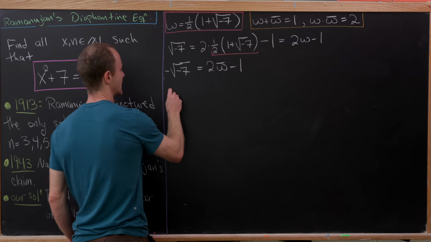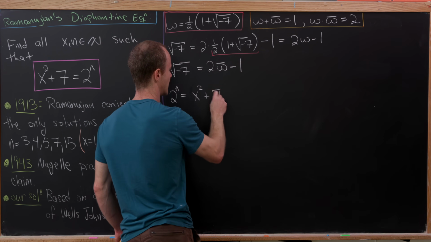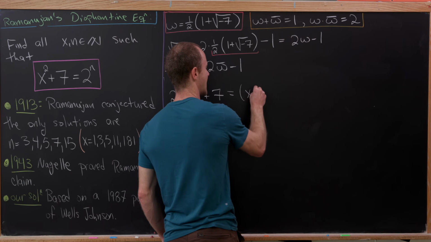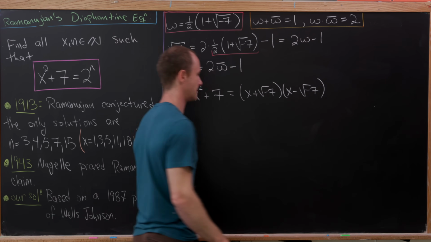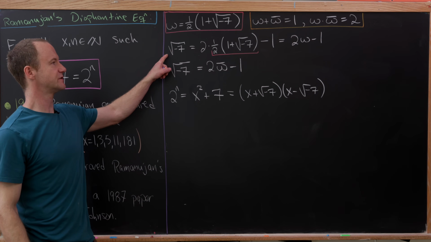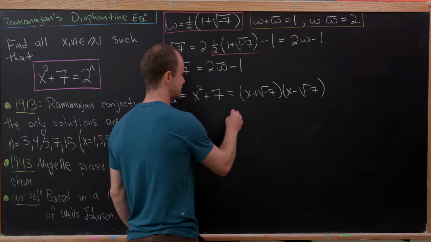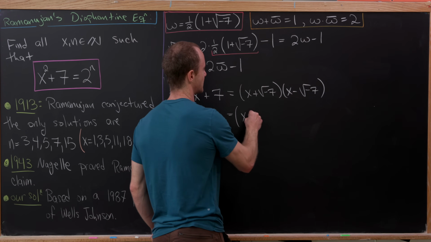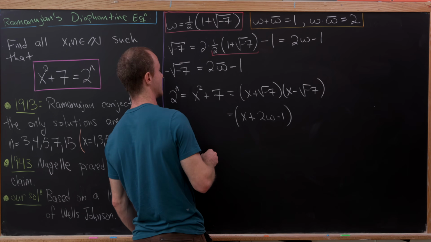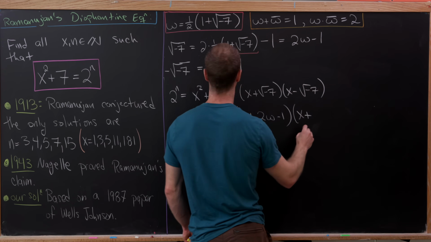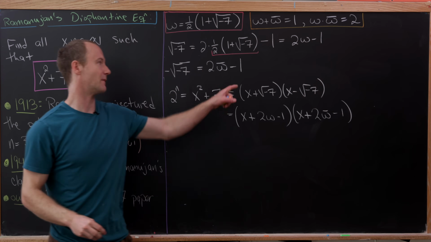So now notice that if we take our equation, 2 to the n equals x squared plus 7, we can factor it as x plus root negative 7 times x minus root negative 7. And then we can take those square roots of negative 7 and express them in terms of omega. So here we've got x plus 2 omega minus 1, so that's our root negative 7. And then we have x plus 2 omega bar minus 1. That's our root negative 7 with the minus sign in front.